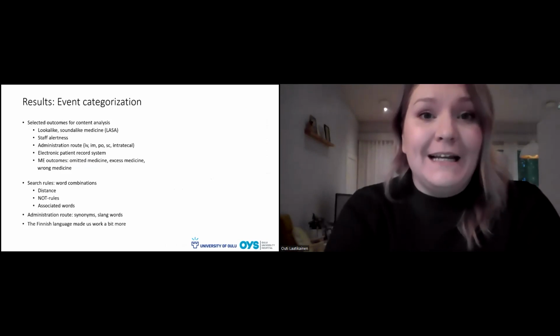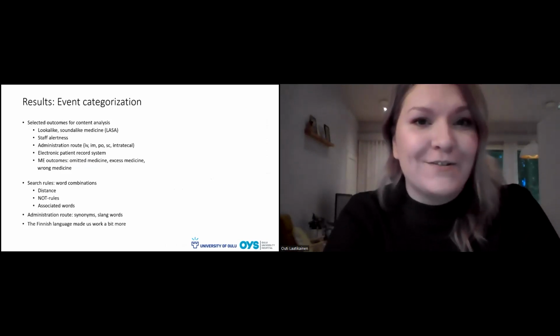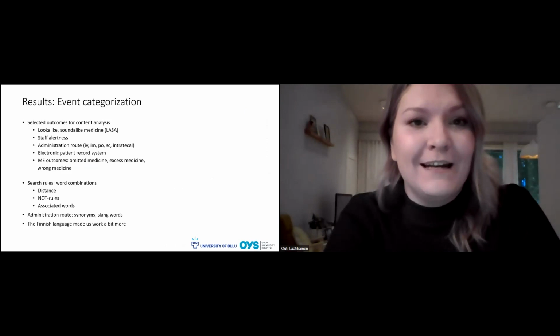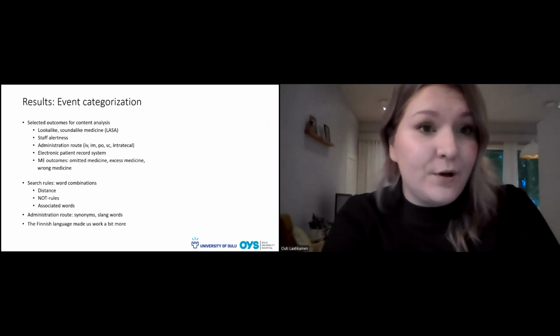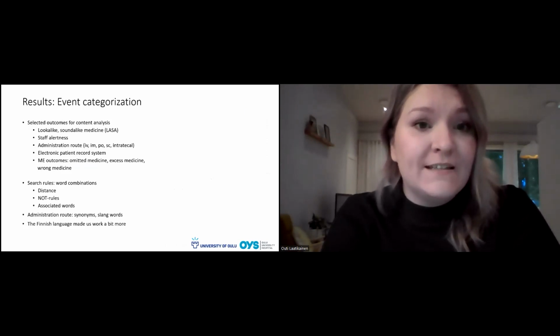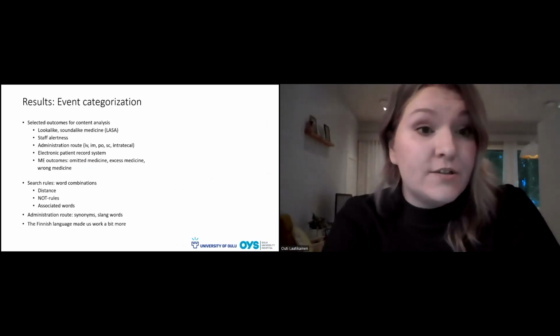Then after spending several hours on this work, we finally got to the event categorization itself. And we ended up not having very much time to do that. So we selected a few event types that we wanted to search from the medication error reports. And we ended up with categories describing look-alike sound-alike medicines, staff alertness, administration route, electronic patient record system, and some of the medication outcomes that we had researched in our previous work.